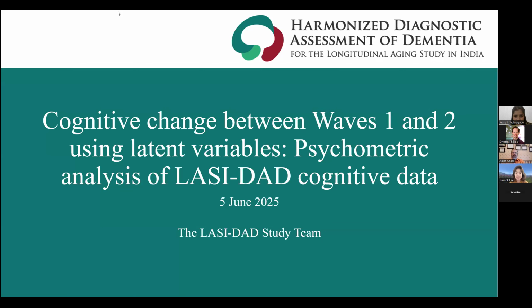I'm unmuted now. Thank you so much for giving me the opportunity to speak to you all and to present some of this work we've been doing with LASI-DAD data. I'm going to present on how we've developed harmonized cognitive scores that we can use to look at cognitive changes between waves 1 and 2 of LASI-DAD. And I'll then present on some analyses in which we use these scores to look at a series of risk and protective factors for cognitive change.